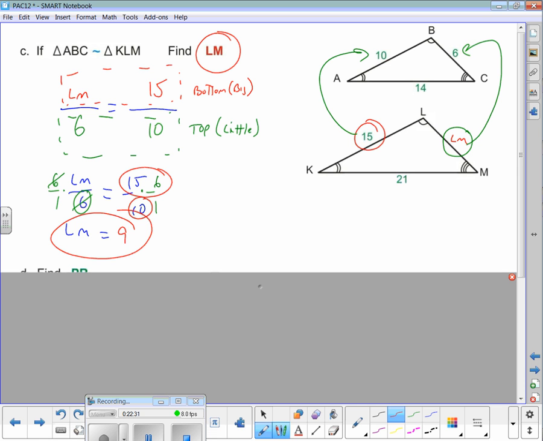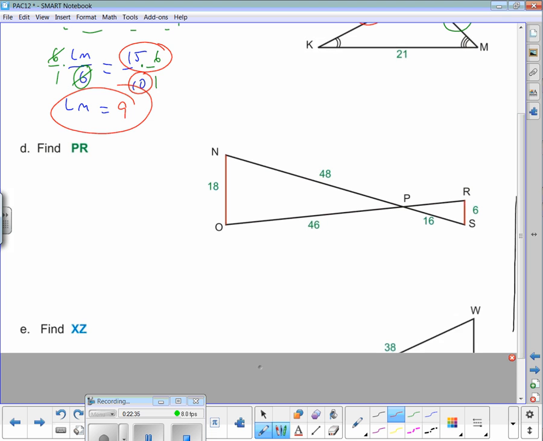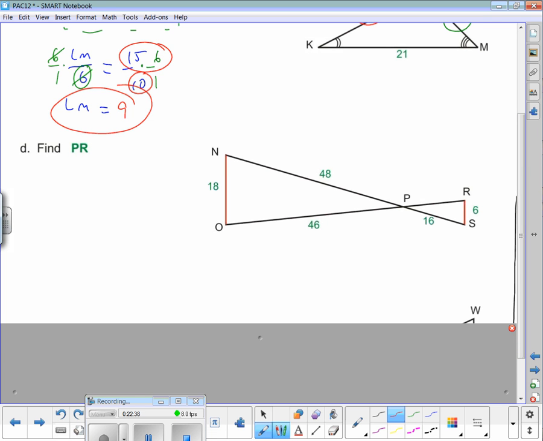Let me show you a couple more. The second one's a little tricky because they don't show us the triangles. We have to figure out which sides are proportional, which sides correspond. Okay? So it doesn't tell us. All right. Well, I know they want me to find PR. So P to R, I'm going to use an X, side X. All right, let's set up our proportion. Fraction bar equal fraction bar, right? Are you there? Fraction bar equal fraction bar.